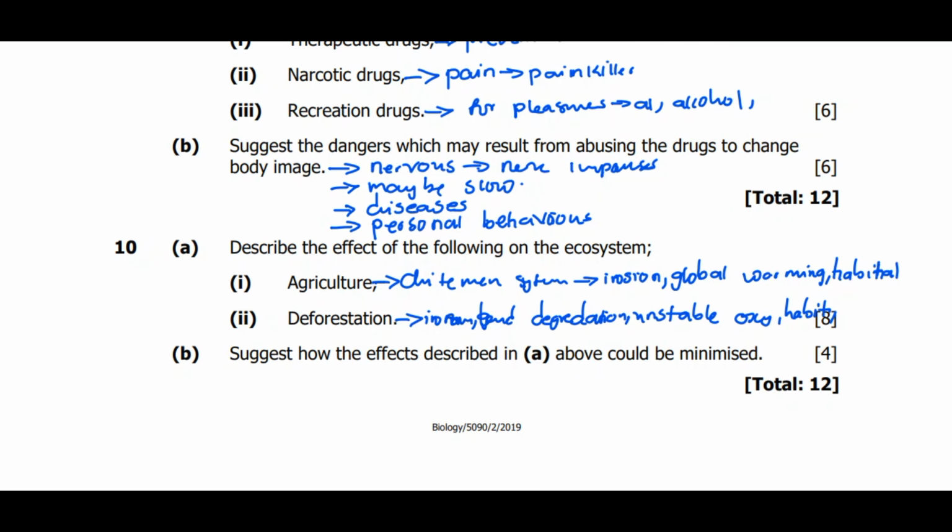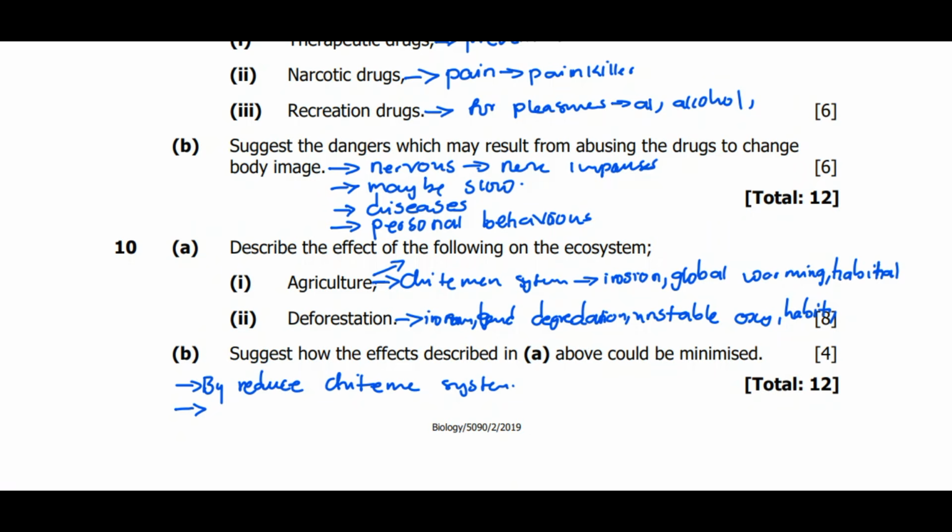Then for B, suggest how the effects described in A above could be minimized. So for agriculture, we have to make sure that we reduce, if possible stop, the Chitemene system. Then also we reduce agriculture.